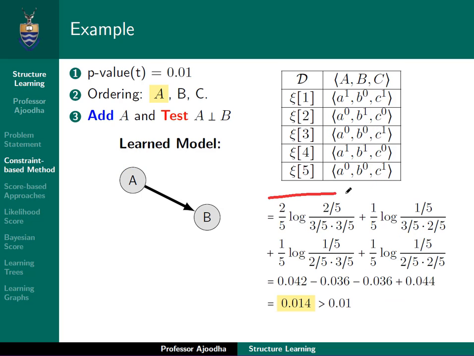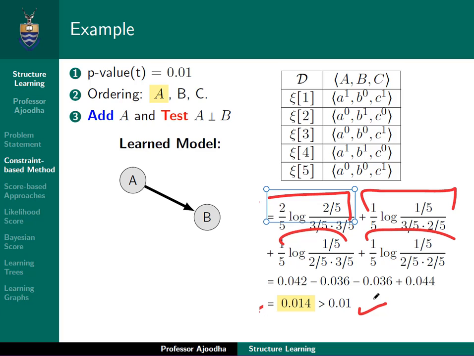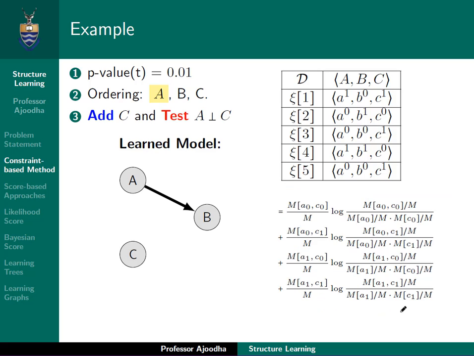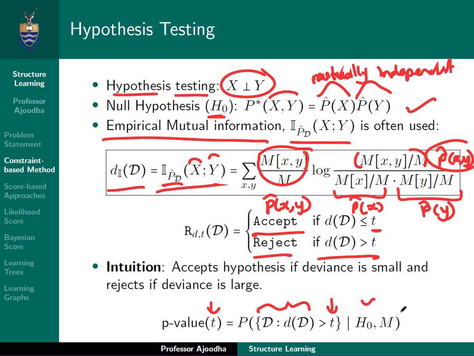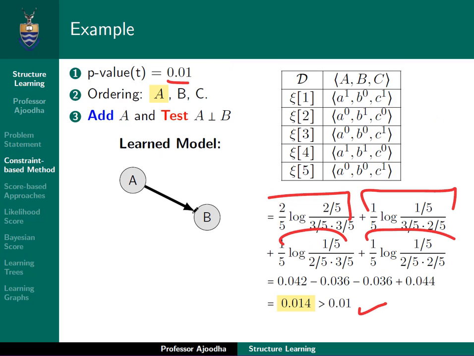So this is the first expression, this is the second expression, this is the third expression, and then the fourth expression. You then simplify it using your calculator, and you check if it's less than or equal to this value. So you can see here that it's not. It is greater: 0.014 is greater than 0.01, which means that we must reject the hypothesis. We reject the hypothesis, which means that they are dependent. And so we put the line between them to say that they are dependent.